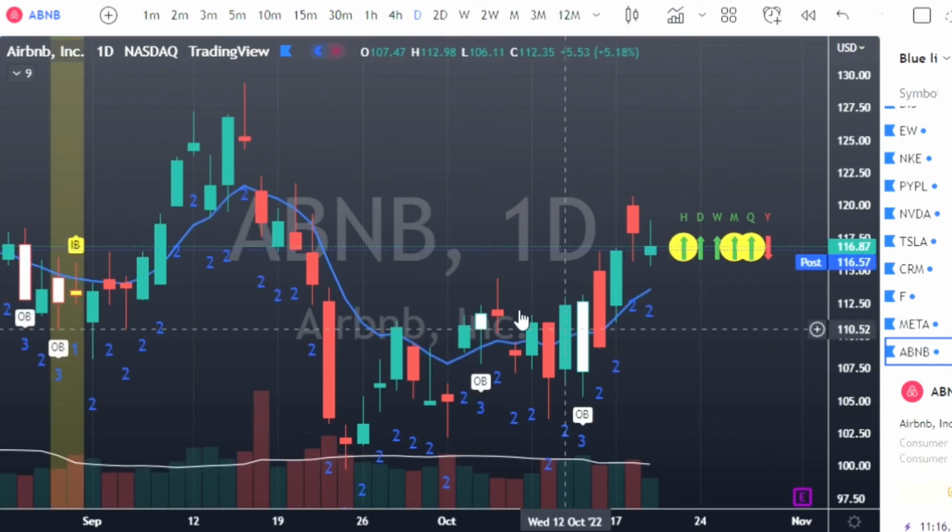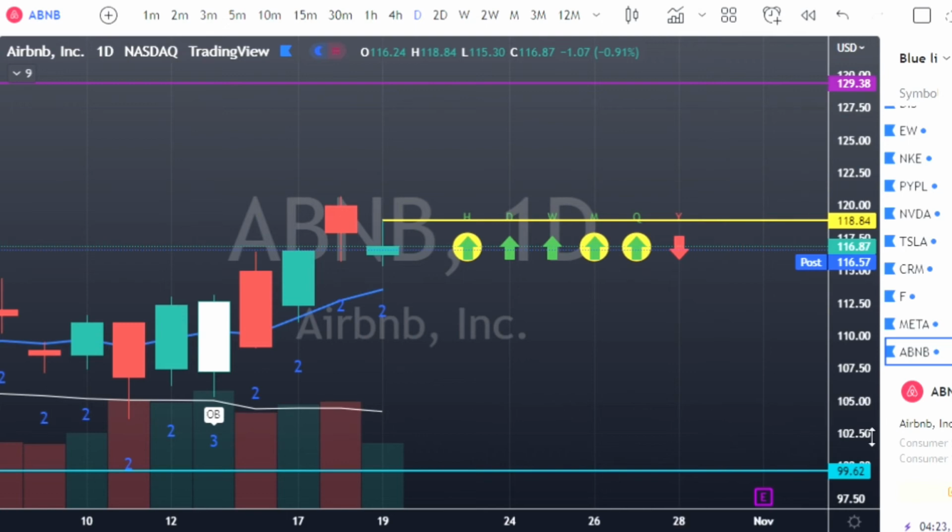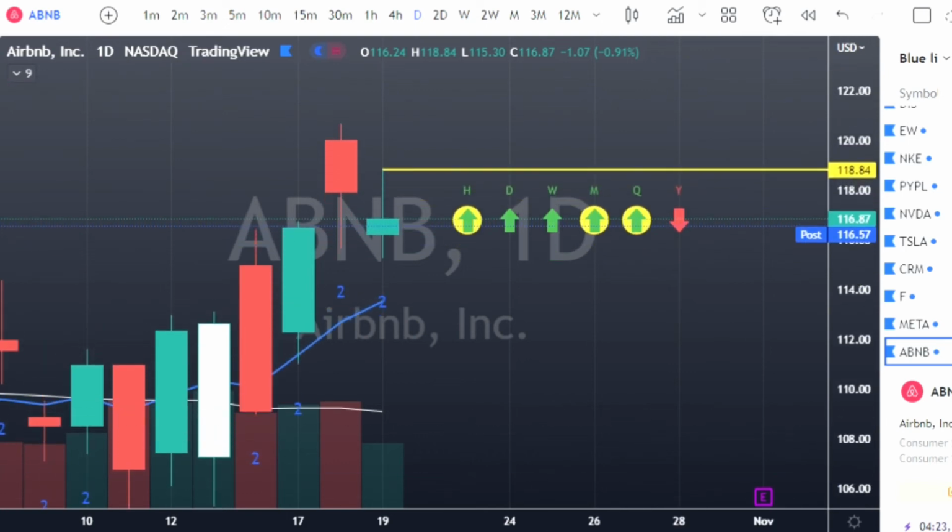We'll move on to Airbnb on the daily. So Airbnb has a 2 down that finished green. We're going to look for calls at 118.84. First target's marked out at 120.71.